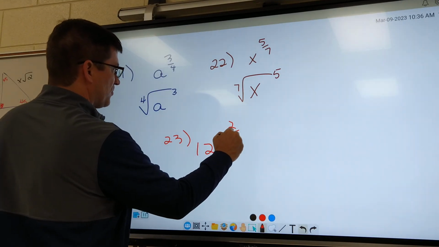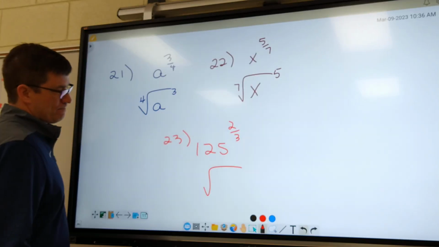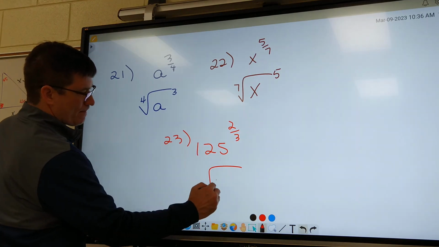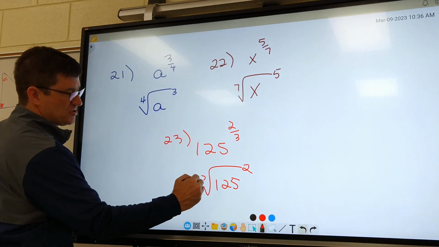125 to the 2/3. All right, Matthew, here's your chance. Where does everything go? 125 is inside. All right, 2's on the side. 2's your exponent, 3's your index.